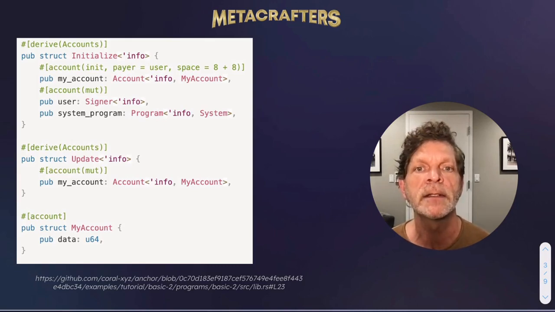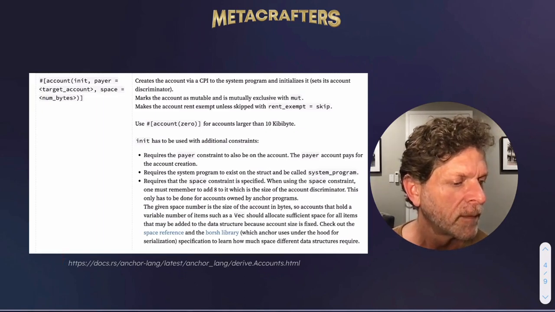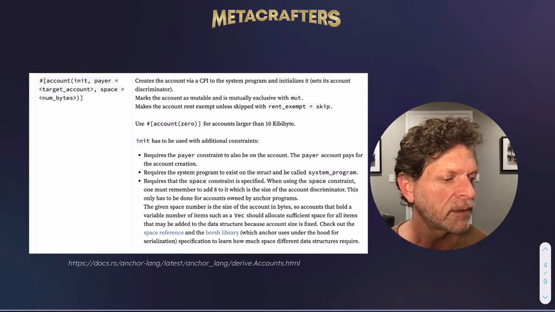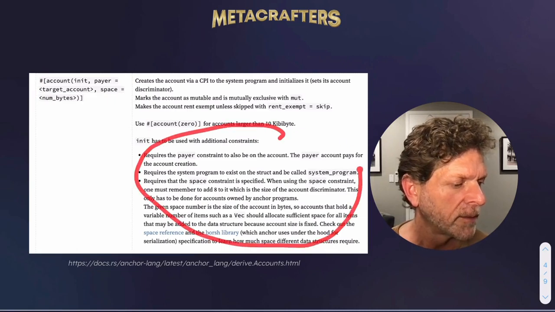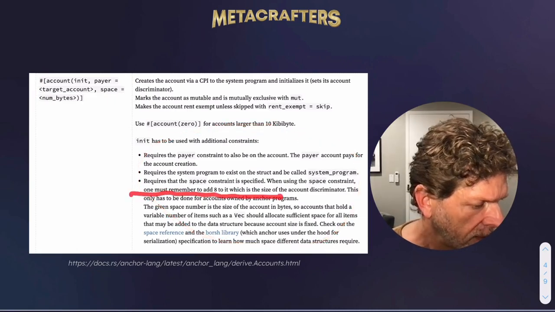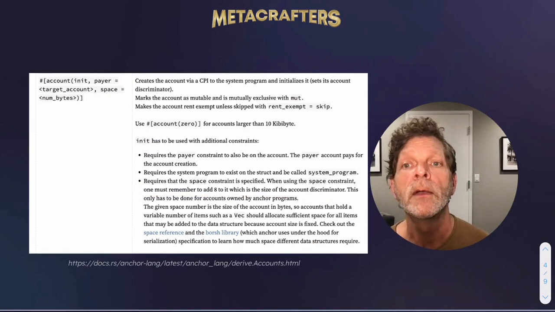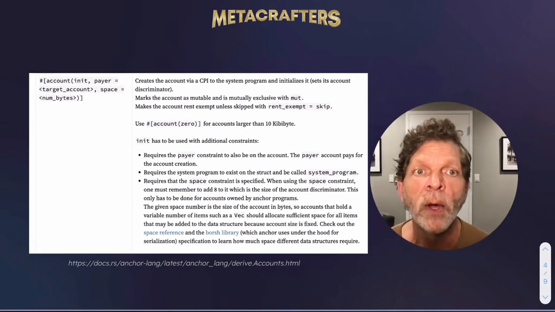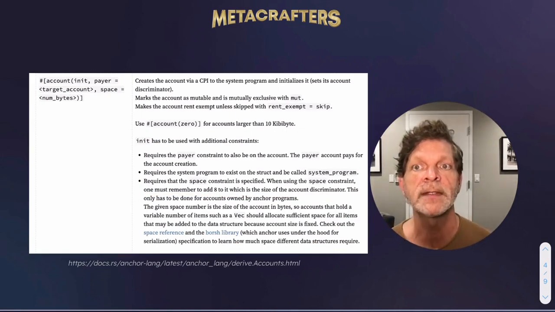Let's take a look at the constraint documentation for more info. Here's the link. Here's the init, payer, space constraint. And I want you to look specifically here. Note that when using the space constraint, one must remember to add 8 to just the size of the account discriminator. This only has to be done for accounts owned by Anchor programs.